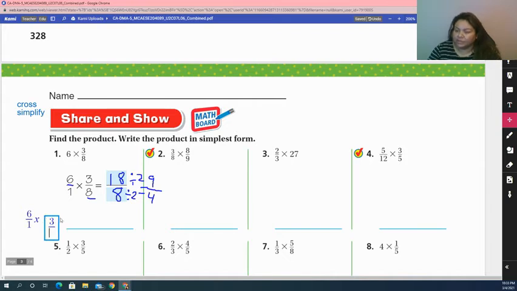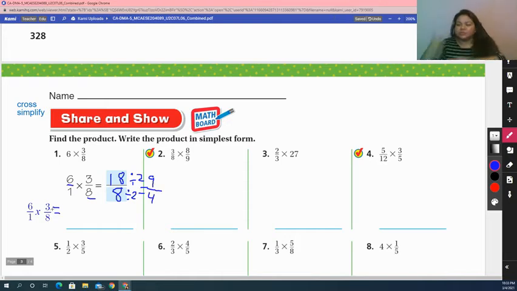Okay, so here I have my numbers again: 6 over 1 times 3/8. When we do the strategy of cross simplify, before I multiply the numerator times the numerator, I'm going to look to see if I can simplify numbers that are diagonally across. In this case, I will be looking at 6 and 8. Can I divide both of these numbers by a common number? These are even numbers, so that means that I can divide by 2.